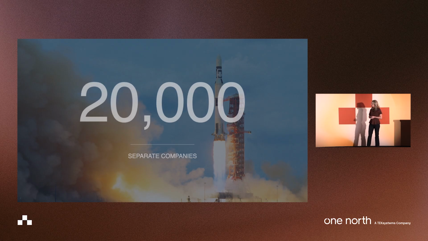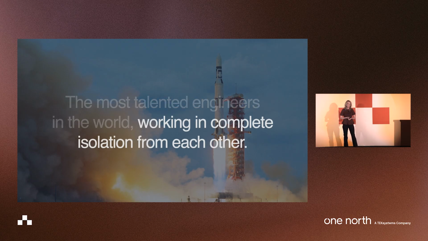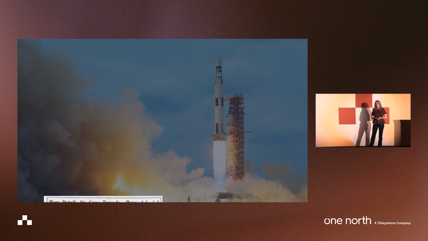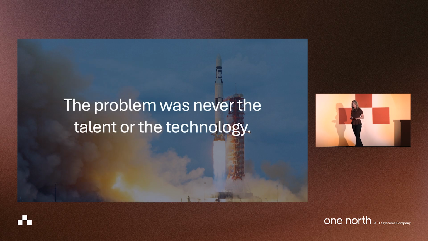So what we had were the most talented engineers in the world working in complete isolation from each other. Tragically, if you're a student of history, you know what comes next. Tragedy strikes in 1967, and a fire breaks out during a routine test and kills 3 astronauts. NASA grounds the whole program, launches a full investigation. What they found was no single point of failure. What they found was a cascade, dozens of decisions that had never been modeled together, and when they happened, proved catastrophic. The problem was never the talent or the technology.